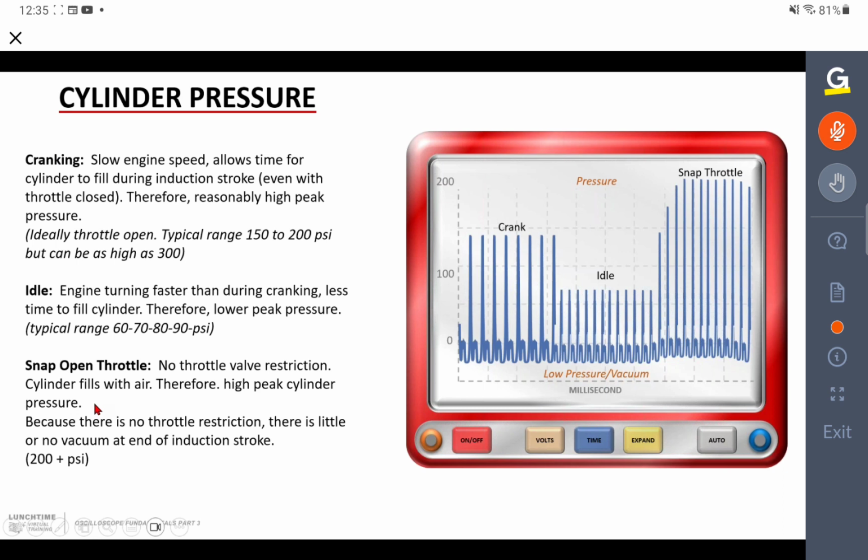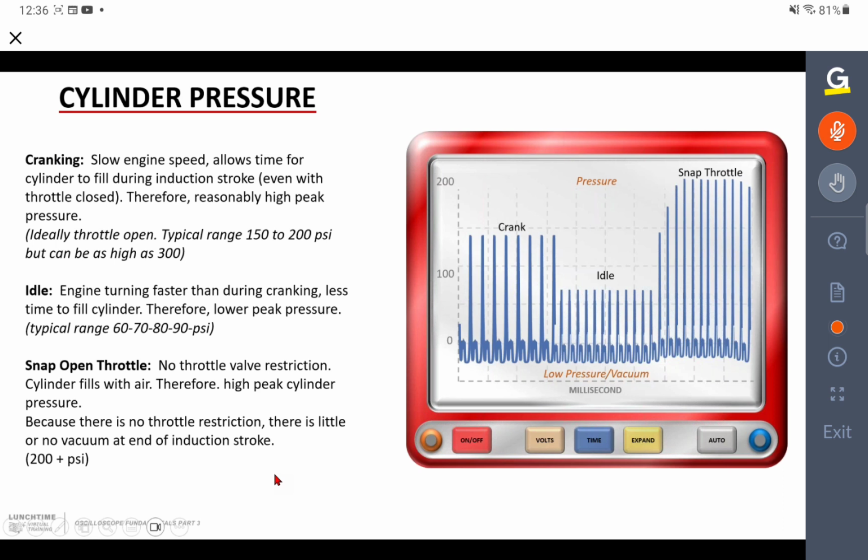But if we then snap the throttle open, the moment you snap the throttle open, of course, there's no throttle restriction, so we can now draw in the full amount of air into the cylinder. So the cylinder pressure with the throttle snapped open therefore rises up to pretty much whatever the peak is going to be, and that can be 200, again up to maybe 300, depends on the engine, depends on the compression ratio, and a few other factors. So no throttle restriction. When you snap open the throttle, you get much higher pressure, and that's a good indication of whether the cylinder is filling up properly, and the compression is good.